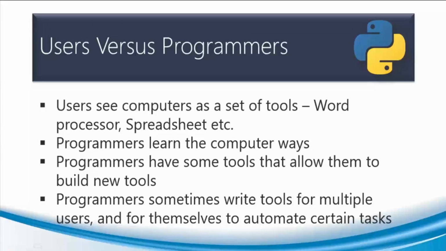Programmers, on the other hand, learn the computer's ways. In other words, the way a computer understands the actual language. Programmers have tools that allow them to build new tools, and they also sometimes write tools for multiple users, as well as for themselves to automate certain tasks. A good example using Excel as a programmer would be to create a macro or a Visual Basic script, for instance, that is going to automate your addition, subtraction, or any task that you're doing in your Excel environment. Similarly, you can also create macros in word processing programs and a host of other enterprise-wide applications or software programs. So users simply use the tools, and programmers automate those tools or speak the computer language.